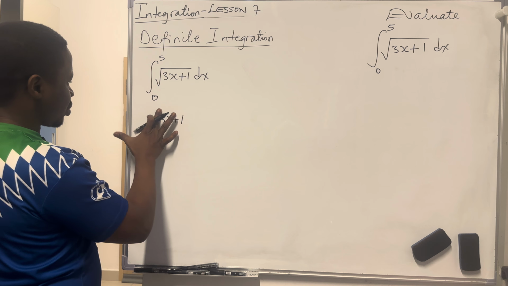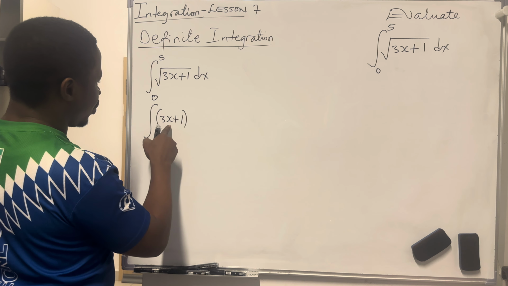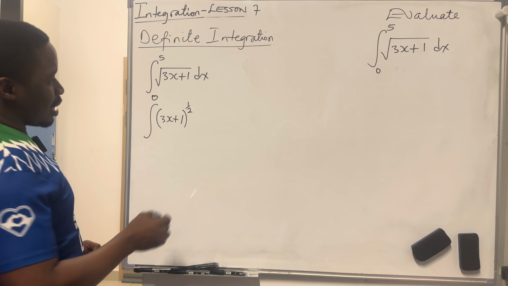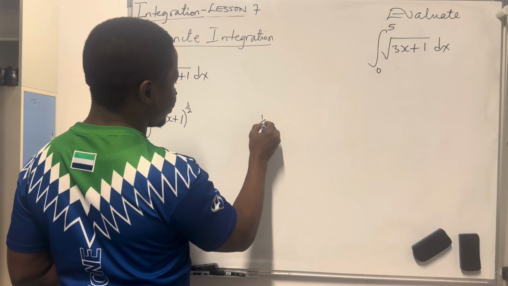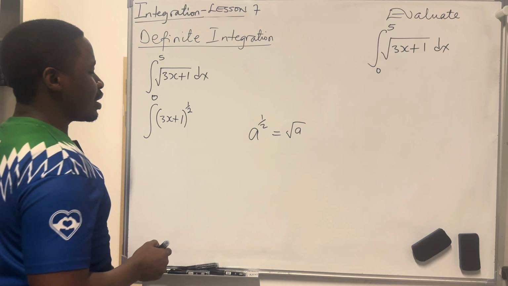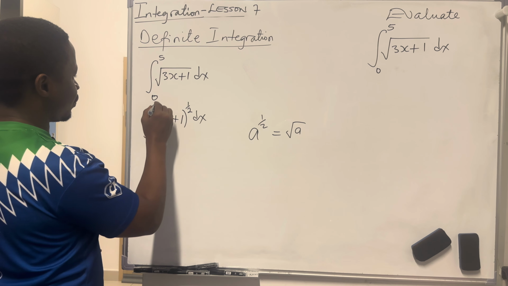But this root 3x plus 1 can also be written as what we are given raised to the power half. Remember, a to the power half is the same as the square root of a. So this can also be written this way when the need arises. So dx from 0 to 5.